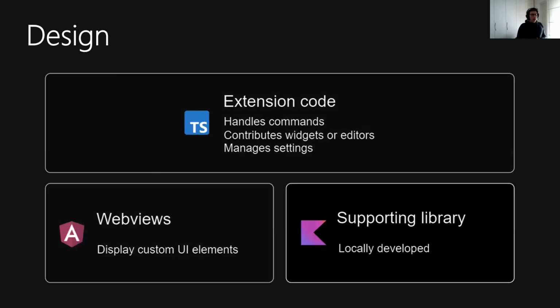And this is how we are currently handling the two-tier solution. The extension code is developed in TypeScript. Web views are developed using Angular. And then we have that single supporting library, which contains the protocols implementation that is developed in Kotlin and is locally developed. So basically, all of those three components are inside of the same workspace. But we will see more on this later.